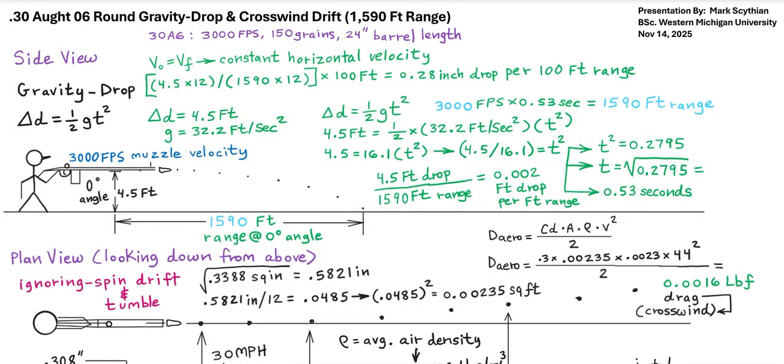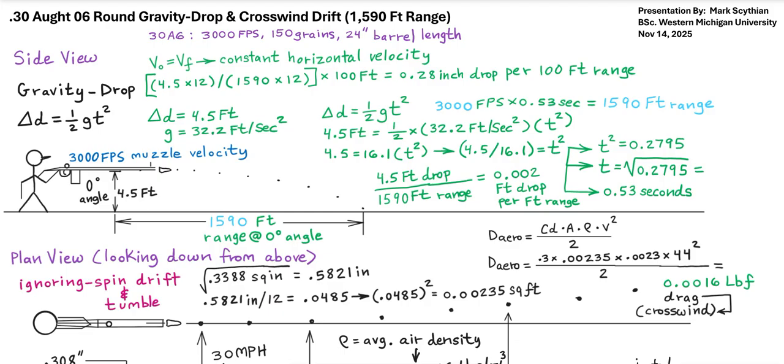So this presentation is going to focus on the concept that spin drift and round tumble play significant roles in drift compared to crosswind drift. So we'll focus on the 30-06 round with the typical 150 grain bullet mass fired out of a 24-inch barrel 30-06 bolt-action rifle.